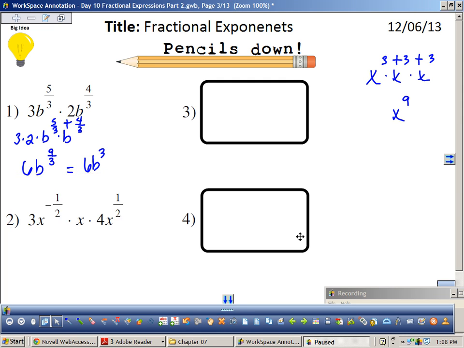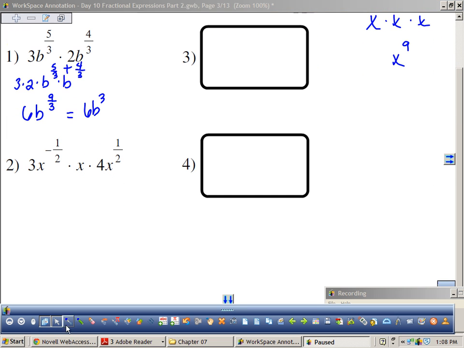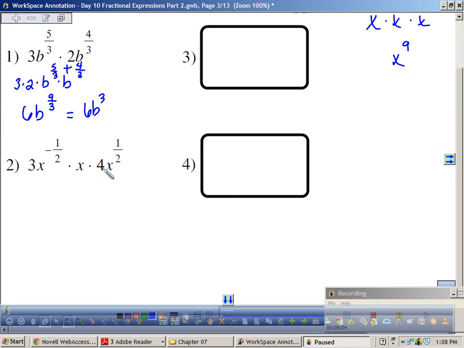Okay, let's do this one. So I've got 3 and 4. So 3 times 4. I've got x to the -1/2. I've got x to the 1. And I've got x to the 1/2 over here. Isn't a -1/2 and a +1/2 0? So I have none. 12x.